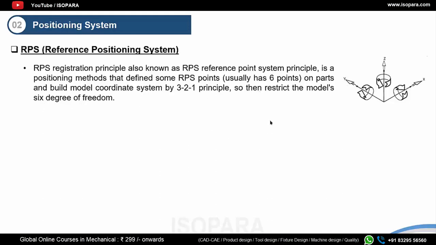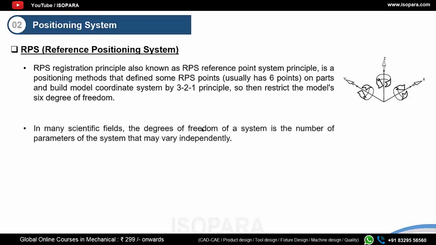Now the degrees of freedom is basically the number of parameters of the system that may vary independently. Like, you know that there is an absolute coordinate system. Let's say this is a point, okay, let me erase it. So I say that this is a point, or let's say a ball in space. Now how do you define its position?